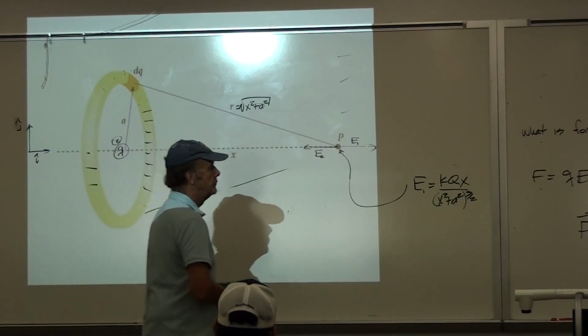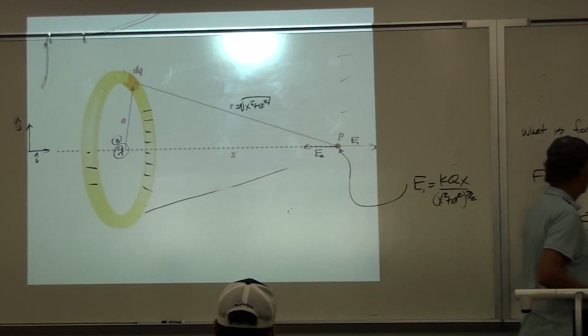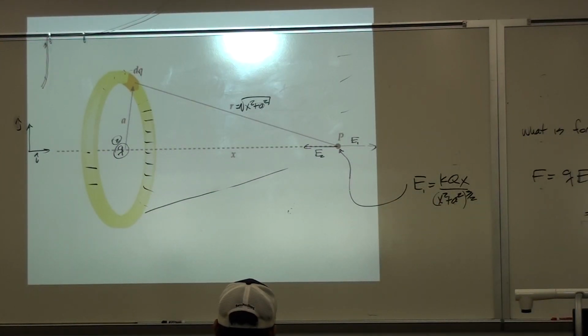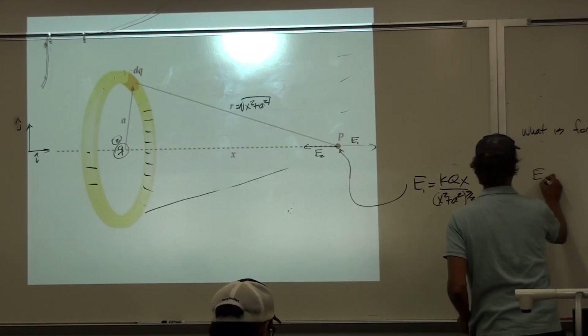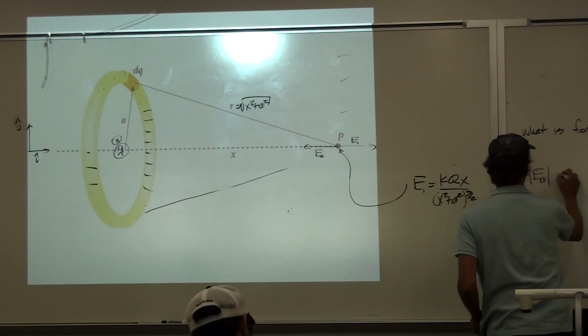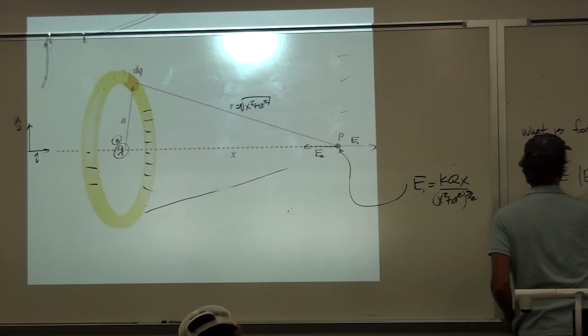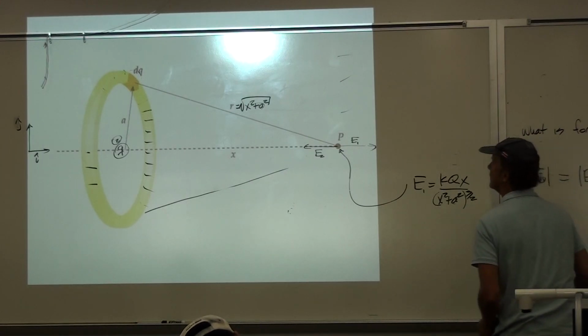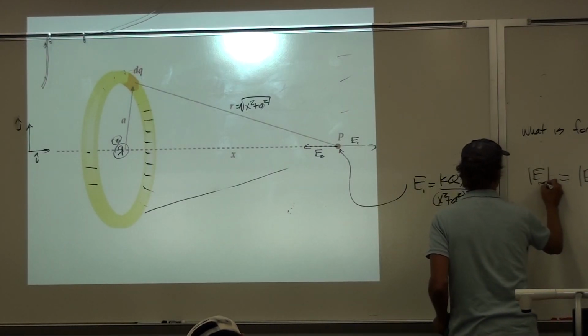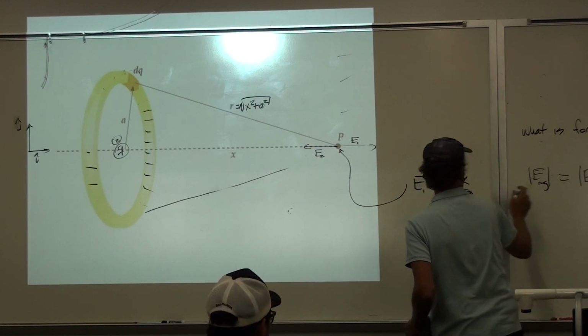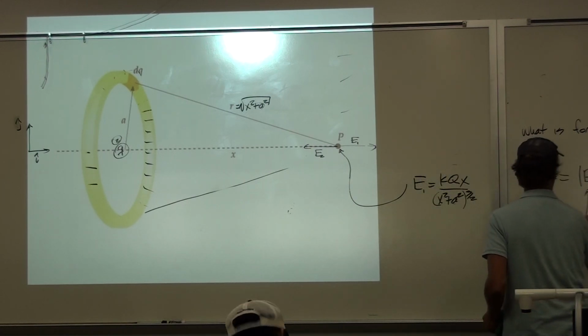Set the two E's equal to each other. Good. Set the two E's equal to each other, and then solve for the charge. Very good. That's exactly what we want to do. So we want E due to charge 1, the magnitude of it, to equal E due to the ring. E ring. And then this is E2, that's the point charge.